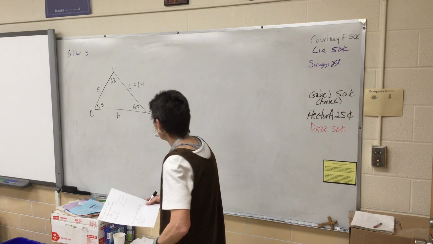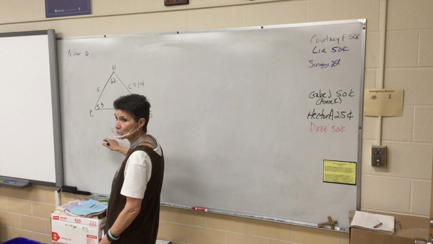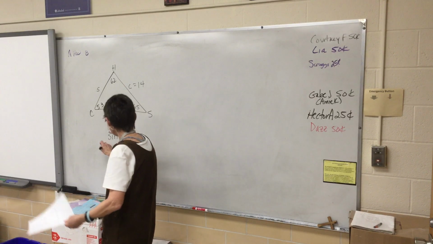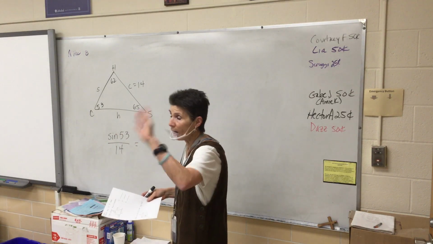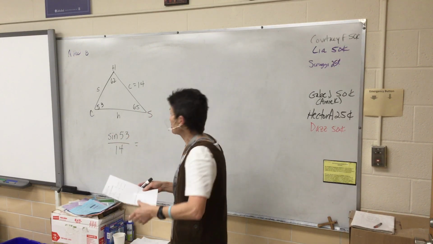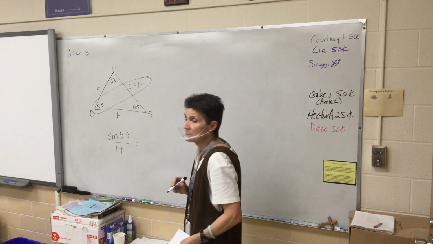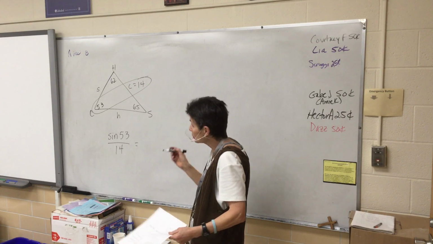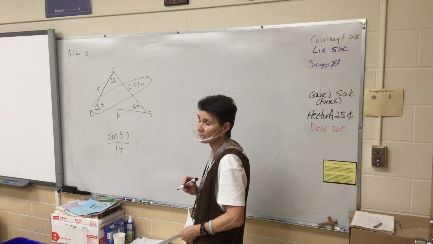H. So if we're finding H, what are we going to set up? What's our proportion going to be? Sine 53, sine 14. Exactly. Now let's stop right there. Nate is exactly right. No matter what you're shooting for, H or S, you need to start with the pair. And you'll have a pair, because this quiz is over the law of sines.